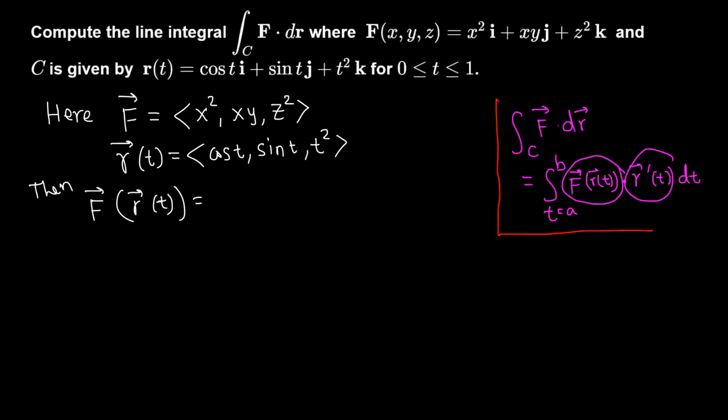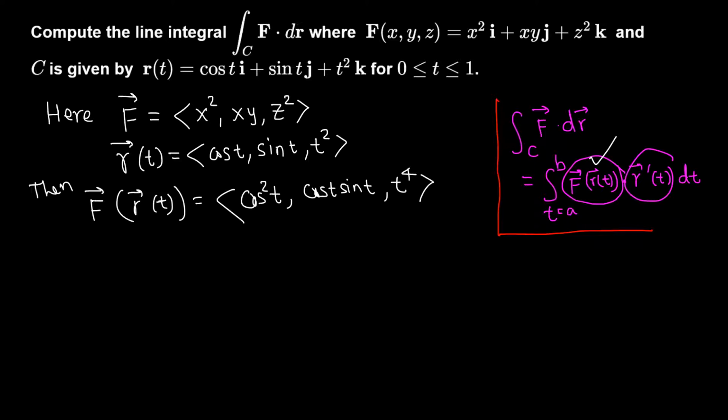So pretty much substitute r(t) in the F. F is given by x squared, so x is cosine t, so we need to plug in cosine t here. So cosine t squared, that is cosine squared t, comma, the second component x times y, so here cosine t times sine t, comma, z squared, that means the third component t squared squared, t to the fourth. So this part is done.